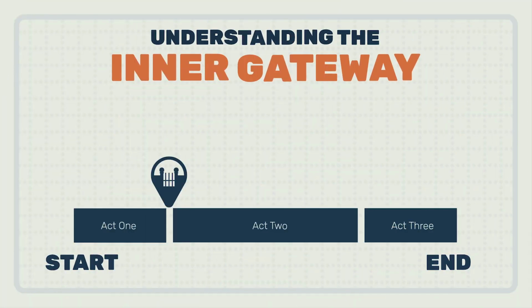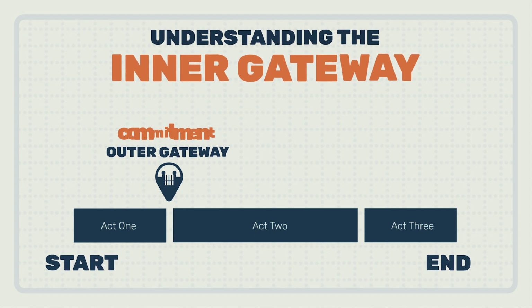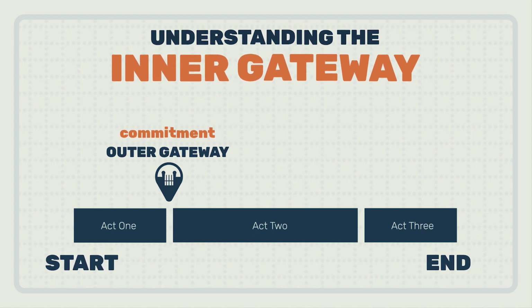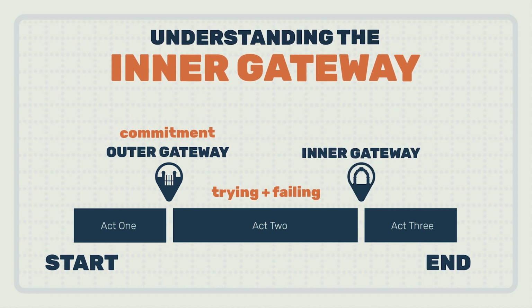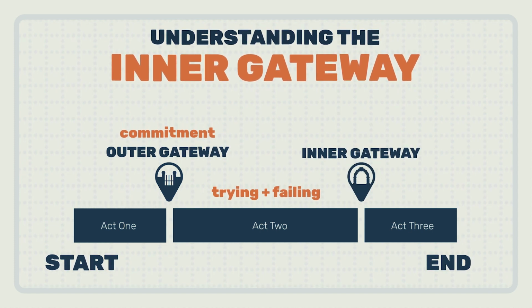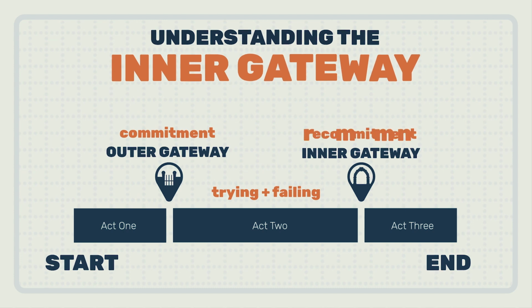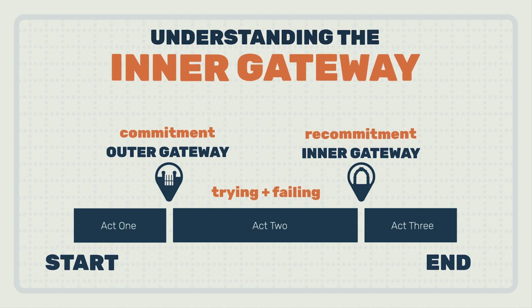The second component is a recommitment to the goal. In the break between Act 1 and Act 2, the outer gateway, the protag first committed to their goal. They then spent Act 2 trying and failing. Here, in the inner gateway, in the break between Act 2 and Act 3, the protag will then recommit to their goal, leading them to achieve it in Act 3.